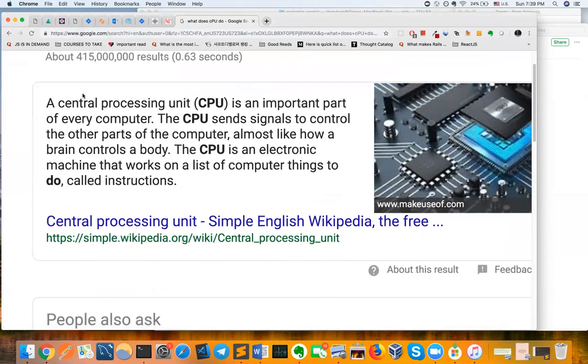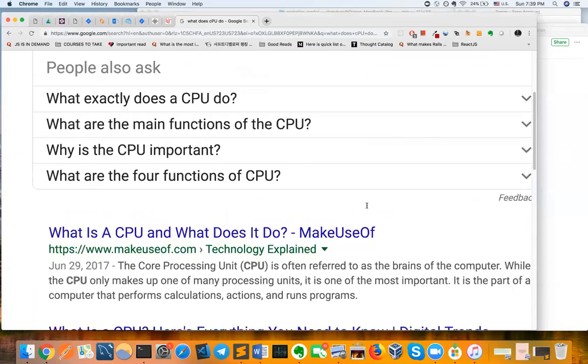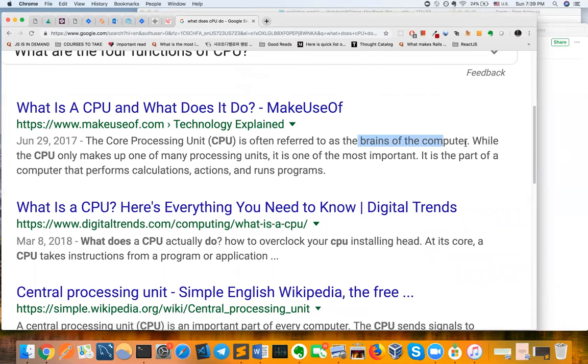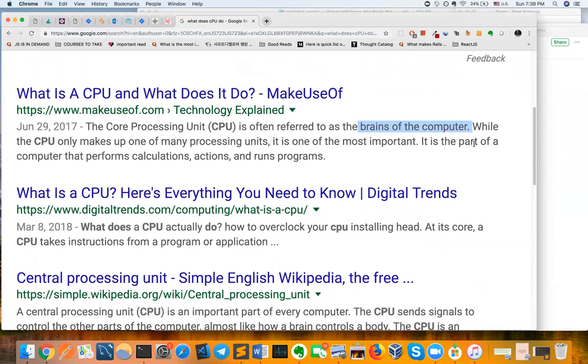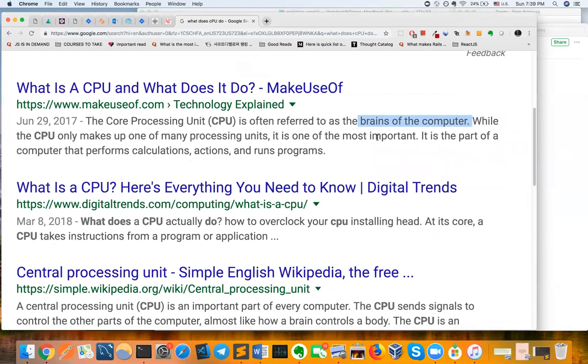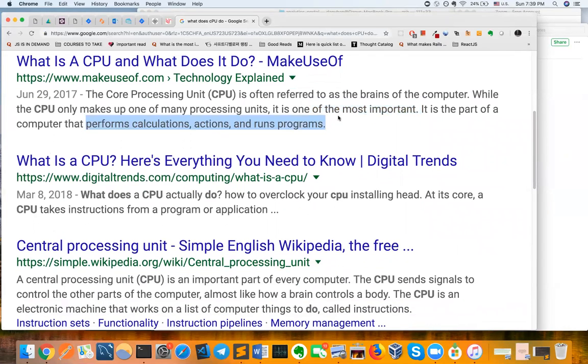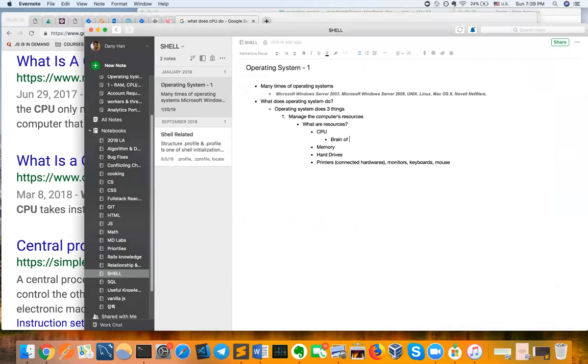So this is like the main guy, right? This is what controls everything, gives instructions. The CPU is an electronic machine that works on a list of computer things to do called instructions. So there you go. That is not the best explanation of things, but we could take this: brain of the computer. It is one of the most important parts of the computer that performs calculations, actions, and runs programs. Now that's really important. So let's put this down. Brain of the computer. Why brain of the computer?